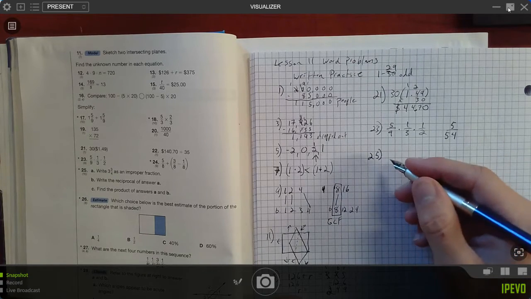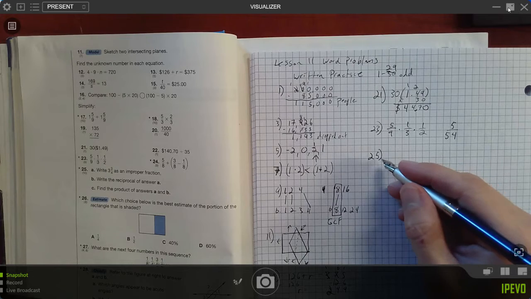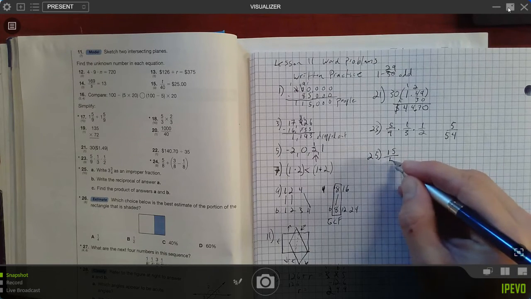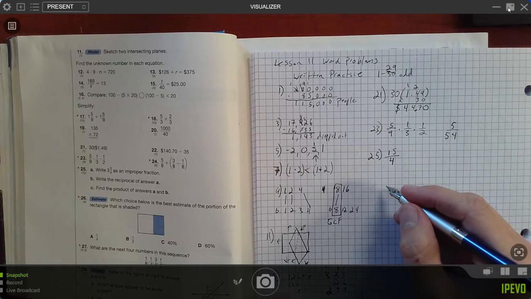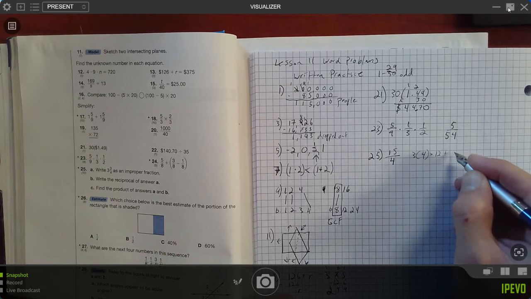25. Write 3 and 3/4 as an improper fraction. So 3 and 3/4, that would be 3 times 4 is 12, 13, 14, 15. So 15 over 4. Right. 3 times 4 gives you 12, and you add the 3.